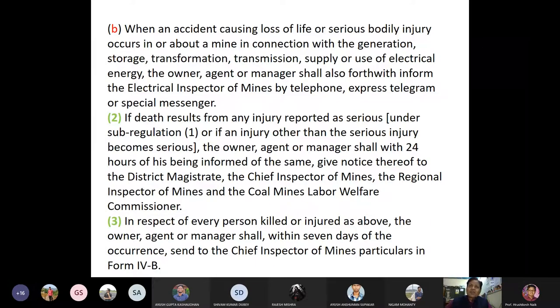In respect of every person killed, if some one or two or three persons are dead, in respect of every person killed or injured as a result of the accident, the owner of the mine, the agent of the mine, the manager of the mine shall, within 7 days of the occurrence of the accident, send to the chief inspector of the mines particulars in form IBB. There is a form which is called form IBB. You have to fill it up. If some people are dead in your mines because of the accident, within 7 days you have to report form IBB to the chief inspector of the mines by filling up all the reasons of the accident, number of people dead, name of the person dead, etc.